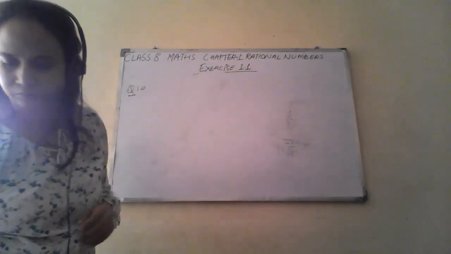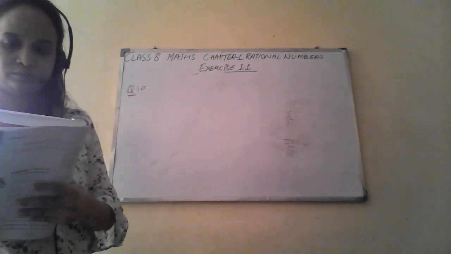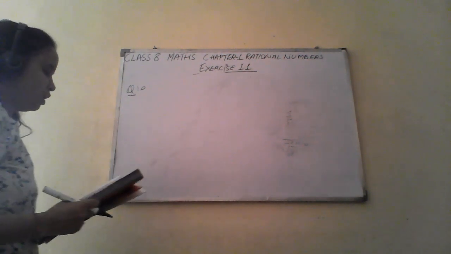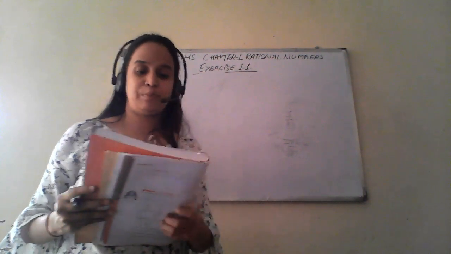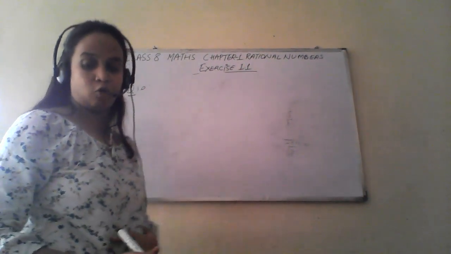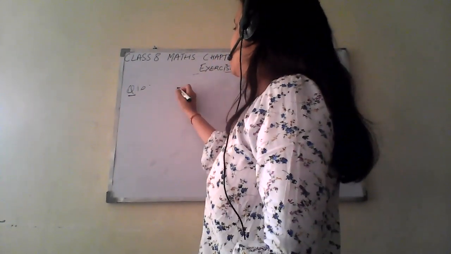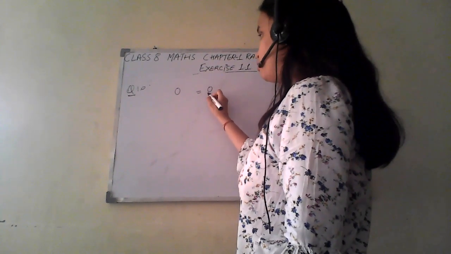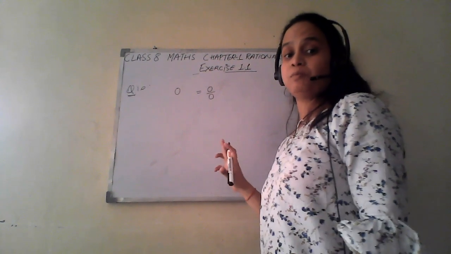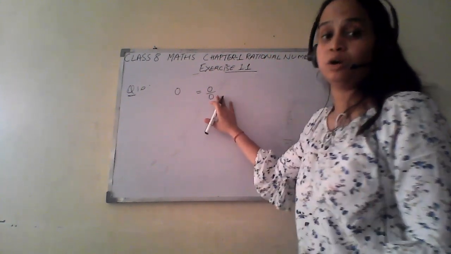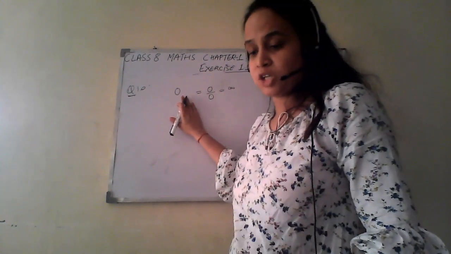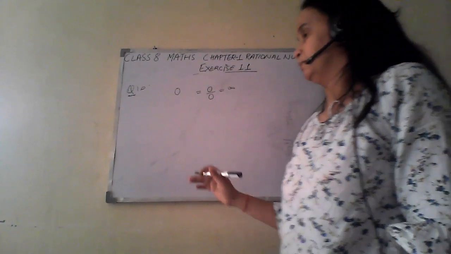Question 10. The rational number that does not have a reciprocal. So what is it? What it could be? Rational number which does not have its reciprocal. The answer is 0. What is the reciprocal of 0? Reciprocal of 0 will be 1 by 0, and I have told in previous videos that we cannot write 0 in denominator because answer will become infinite. So 0 is a rational number which does not have its reciprocal.